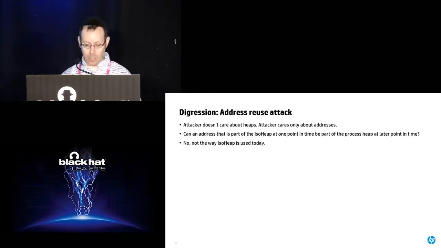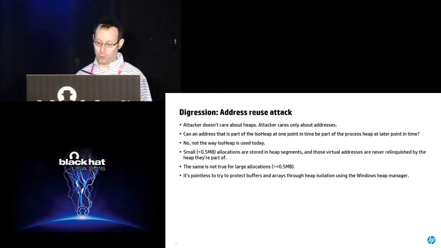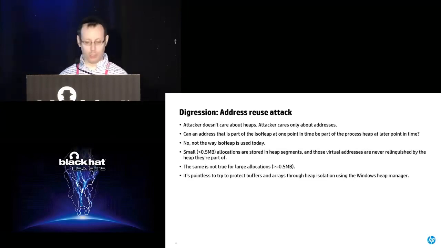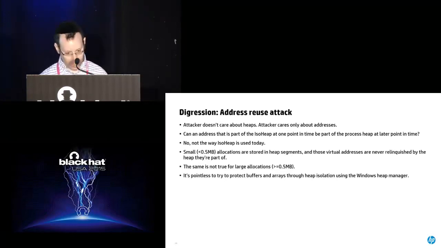Currently, this attack is not possible, and here's why. The way the Windows Heap Manager works, small allocations reside within regions of virtual memory called heap segments. And once a particular heap reserves a segment, it never relinquishes control of those virtual addresses. For as long as that heap lives, it will never allow those addresses to become part of any other heap. And today, the ISO heap is used only for small scalar allocations.